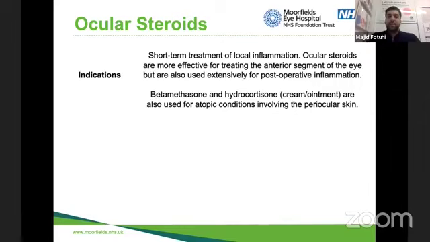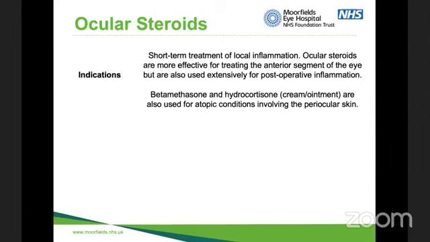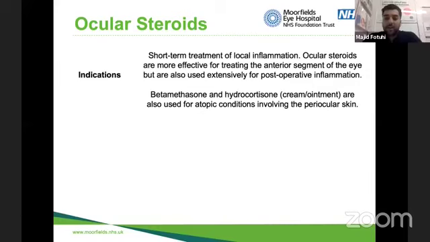So in terms of steroids, the indications for steroids are usually for short-term treatment in order to treat the anterior segment of the eye, but can also be used after operations for post-operative inflammation. In terms of creams and ointments, we do use betamethasone or hydrocortisone, but these are mainly for atopic conditions involving the periocular skin.